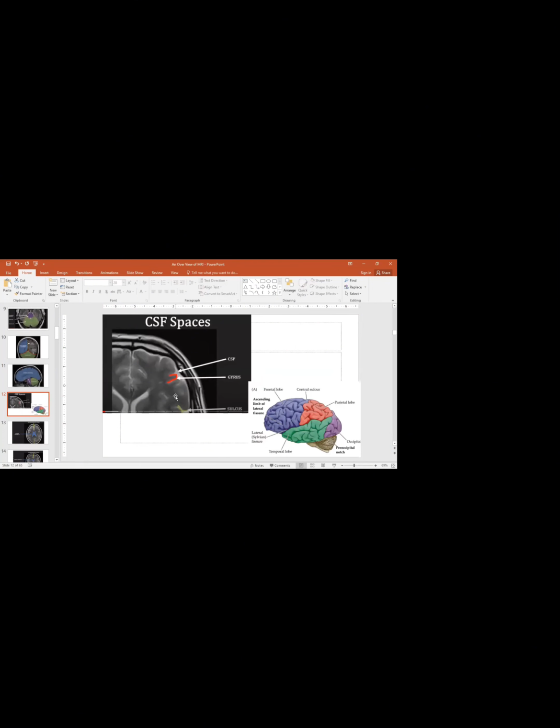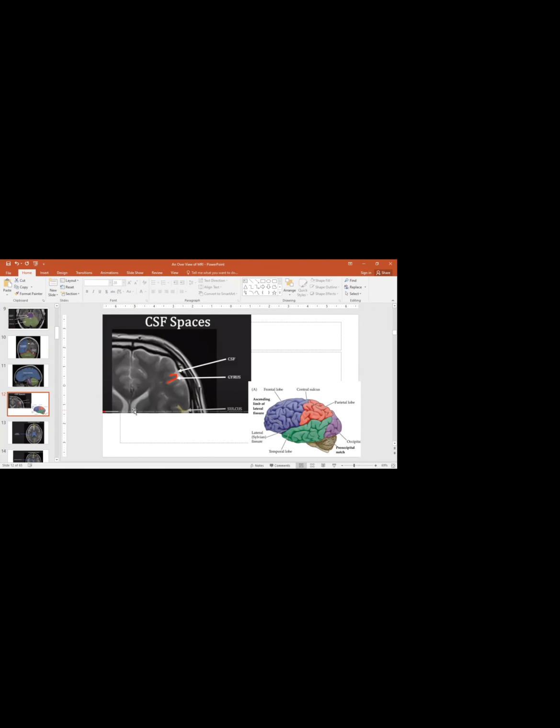First of all, we discuss the CSF spaces seen in the brain while doing MRI. We can see the lateral ventricles, which are just near the midline. On some sequences they appear bright, like on T2 sequence. I will discuss what T1 and T2 sequences are. On T2 sequences this fluid appears bright, milky bright. And this is the first space where the CSF is produced by the choroid plexus.